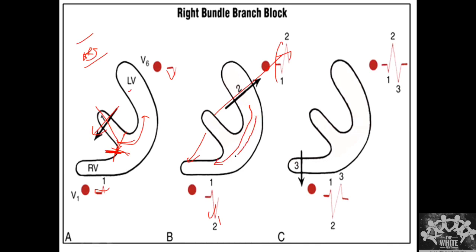If it is coming through the muscle, it is going to take some time. So this is going to be the direction, and that is what is depicted here. Then it is going to come towards the lead, so you get another positive deflection here. From here you get another positive, and here you get a negative. Okay, now is it clear?